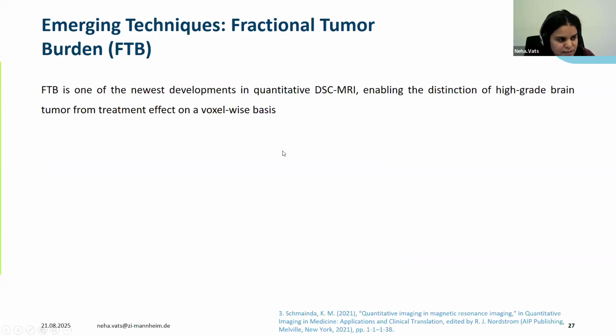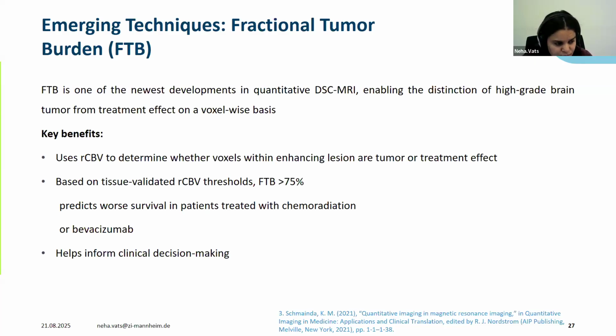There are certain advanced imaging techniques also to quantify these medical images, such as fractional tumor burden. FTB is one of the newest developments in quantitative DSC MRI. It enables distinction of high-grade brain tumor from treatment effect on a voxel-wise basis. Its key benefit is that it uses the same rCBV maps to determine whether voxels within the enhancing lesion are tumor or it is a treatment effect.